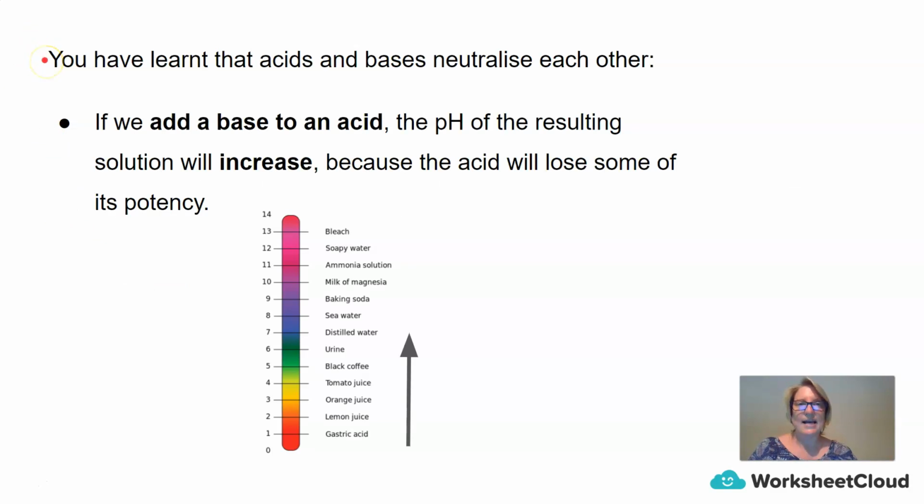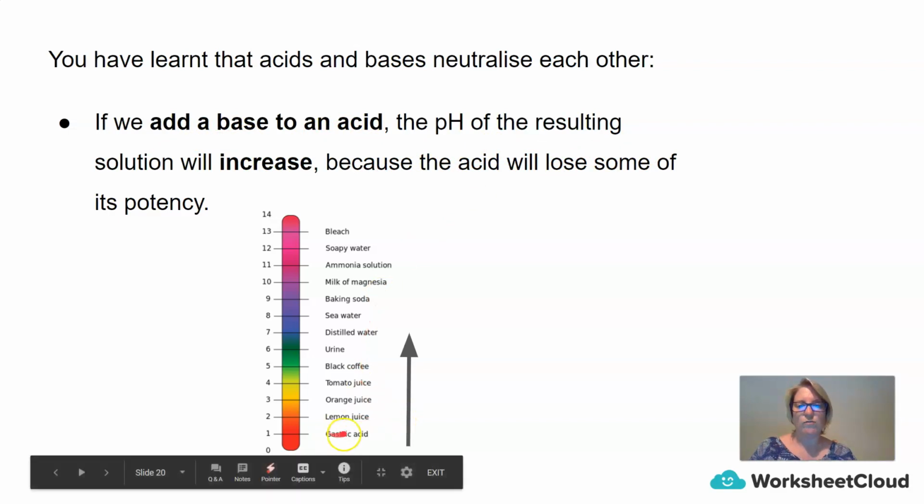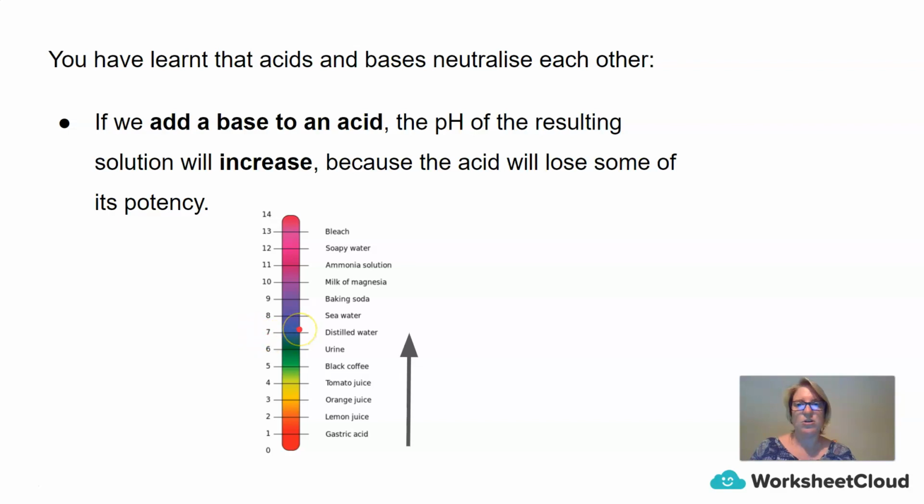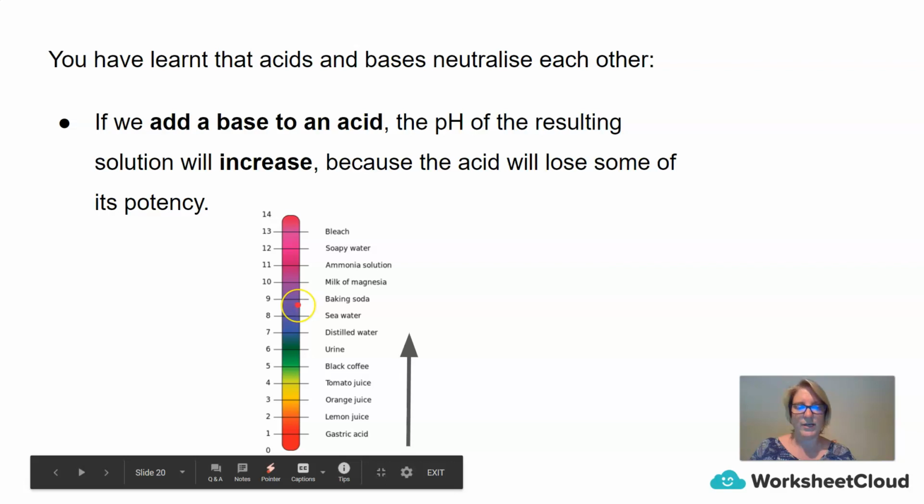So you have learned that acids and bases neutralize each other. If we add a base to an acid, the pH of the resulting solution will increase because the acid is going to lose some of its potency. If we start out with an acid and we add more base and more base and more base, we will land up reaching pH 7. That is why we are saying that the pH will increase.